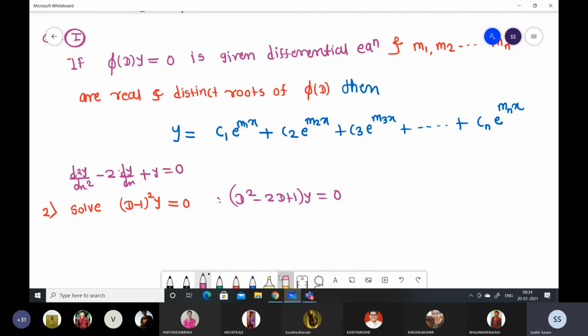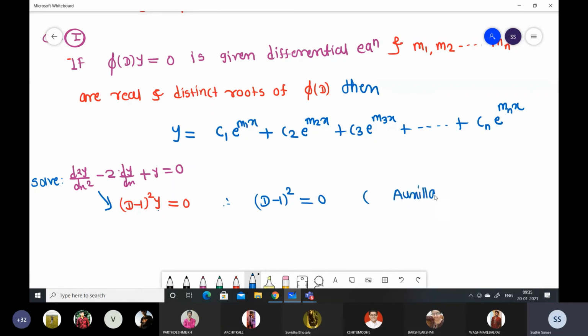After that we have this in terms of capital D, and our question starts here: solve. After using the notation capital D, I got this term (D minus 1) whole square y is equal to 0. After that I just expanded this. No need to expand actually, because we are interested in finding the roots. Now equate the term inside the bracket, the coefficient of y, so (D minus 1) whole square is equal to 0, called the auxiliary equation. And after that find out the roots.